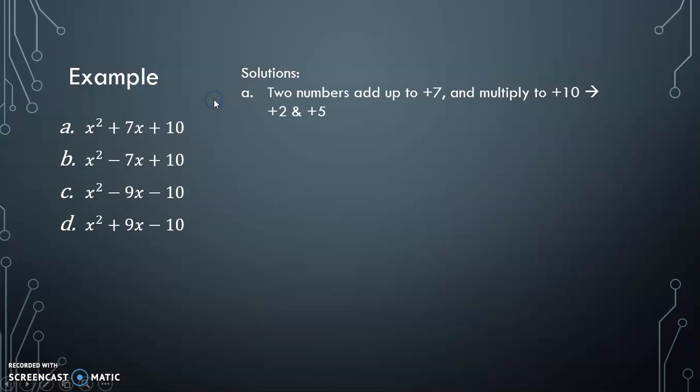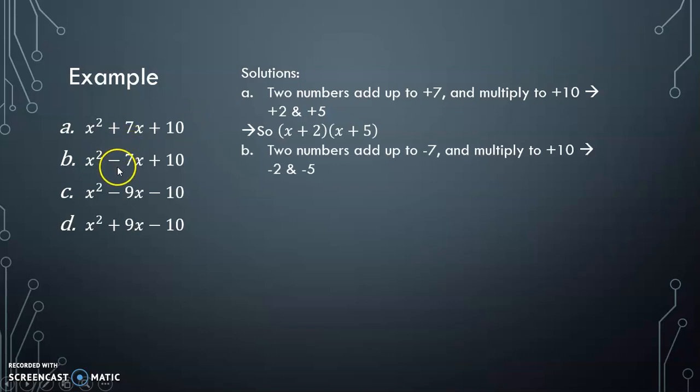Okay, so solutions for A. Two numbers add up to 7, but multiply to plus 10. Therefore, they should be plus 2 and plus 5. So the expression can be factorized into a binomial product, that is x plus 2, x plus 5. If you're not sure, you can expand your factorized result to see if it actually goes back to the original one. So that's for A. For B, you're looking for two numbers that add to negative 7 and multiply to plus 10. So that should be negative 2 and negative 5. Negative times negative is still positive, but when they add together, it becomes a negative number. So x minus 2, x minus 5.